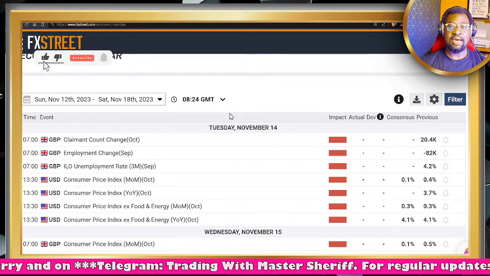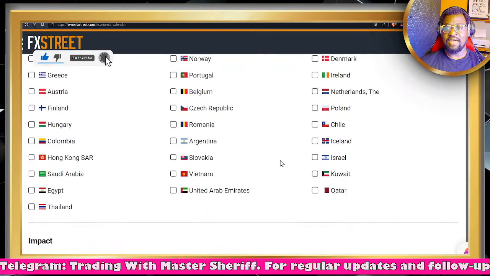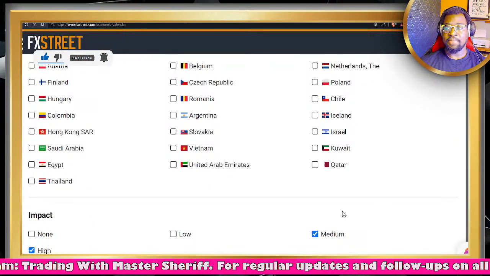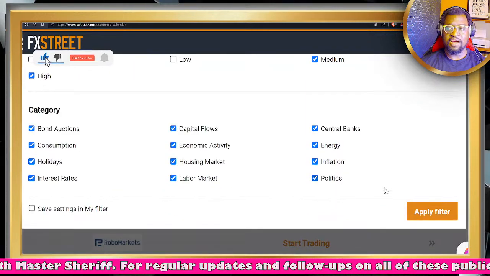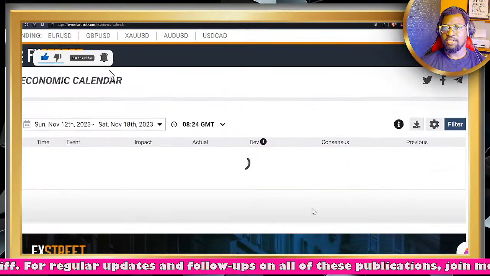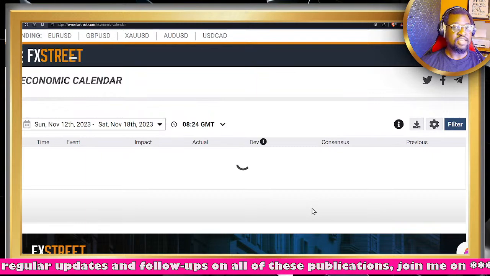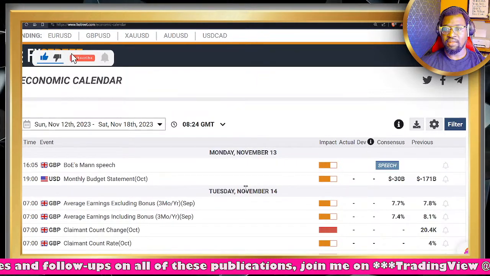So in that regard, I would love that we include the medium impact event. At least this will also give us a broader view into what fundamental factors will be driving the market sentiment for today. So if we bring out the medium impact event, let's see what we have here for Monday, November 13th.